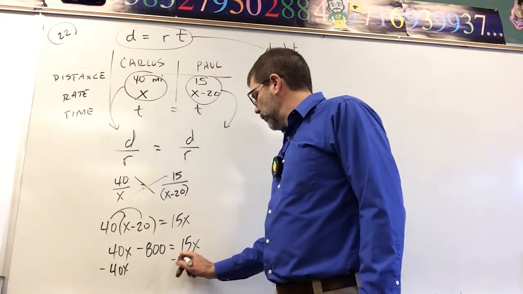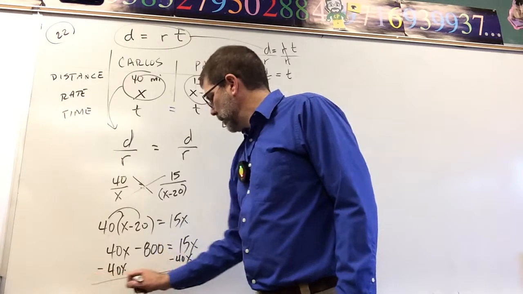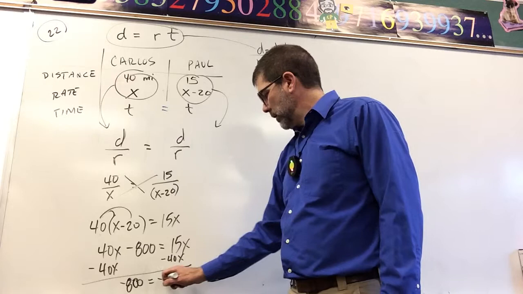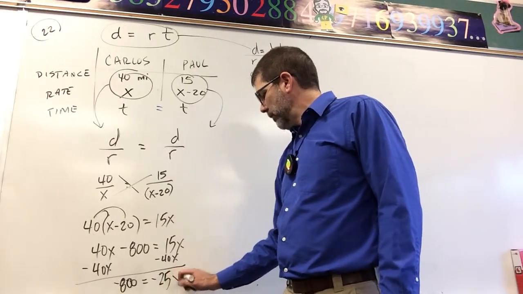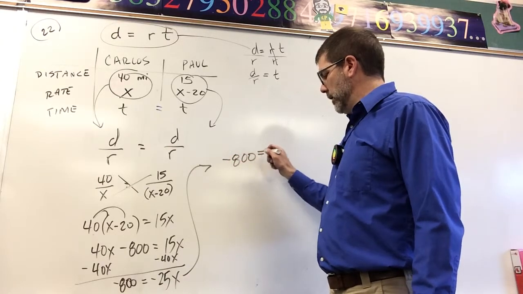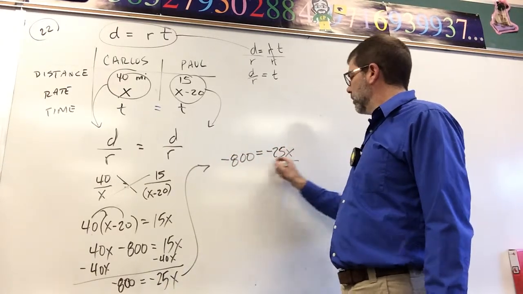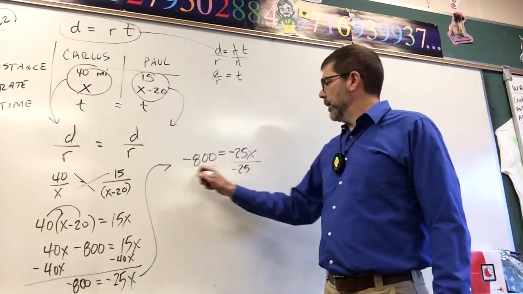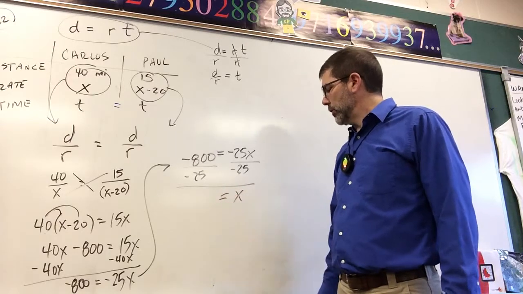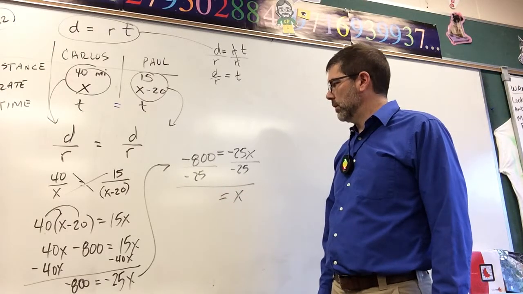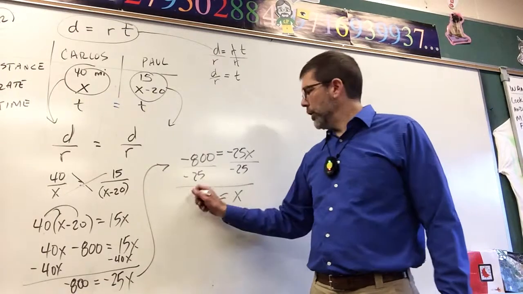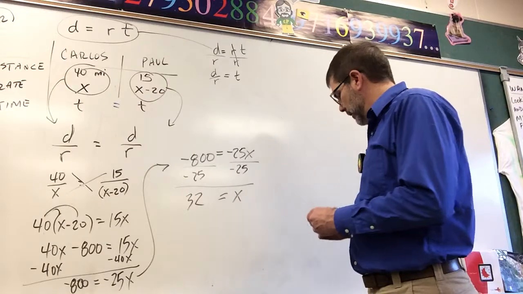Let's subtract 40x. So negative 800 equals, I think that's negative 25x. So negative 800 equals negative 25x. Divide by negative 25. What's that equal to? It's going to be positive 32. Okay? Cool.